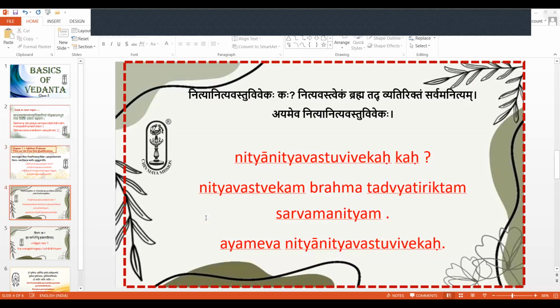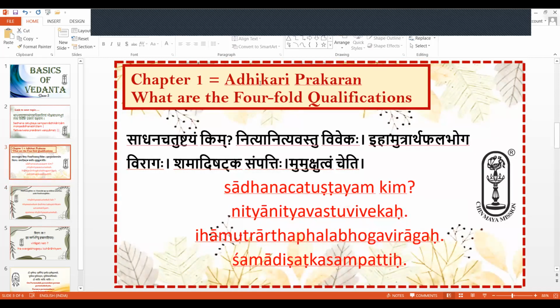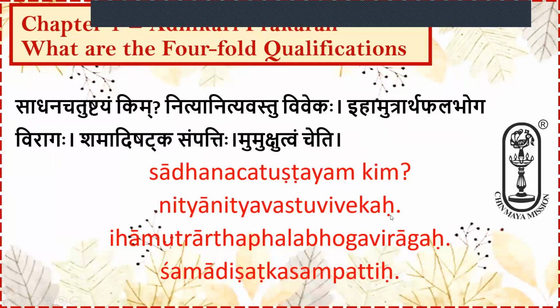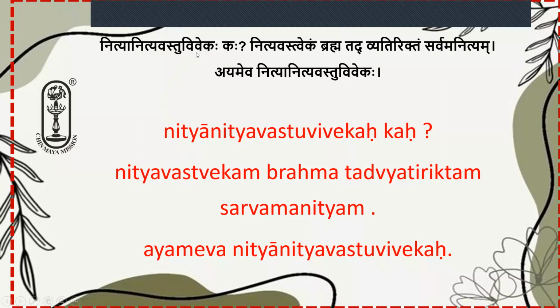Now, the next topic is Nitya Vastu Vivekaha. See, in this shlok, he gave the fourfold qualification. Now, naturally, the student will ask, what is the first one? What is Nitya Vastu Viveka? So the question comes, I want to know about Nitya Vastu Viveka. What is that? So he has described what it is. Nitya Vastu Ekam Brahma, Tat Vyatiriktam Sarvam Anityam. There is only one thing that is permanent, and that is called Brahma.